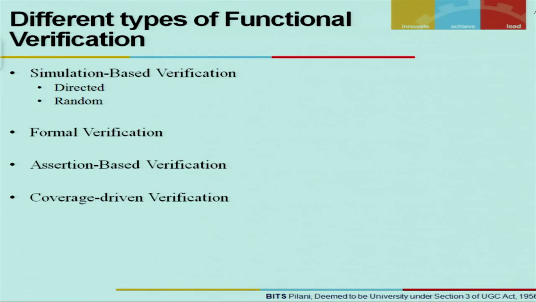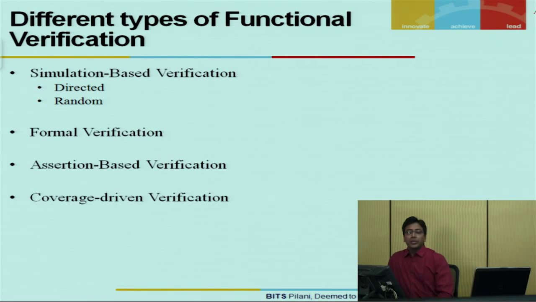There are different types of functional verification. Simulation based verification, which can be directed verification or random verification. The difference between directed and random verification is that in directed verification we know what inputs we are going to feed to the design, but in random verification we are not sure about the inputs that are going to be fed to the design. The stimulus is random. Then there is formal verification, assertion based verification and coverage driven verification.